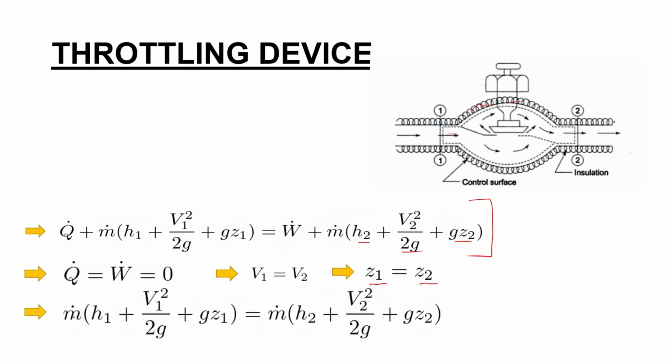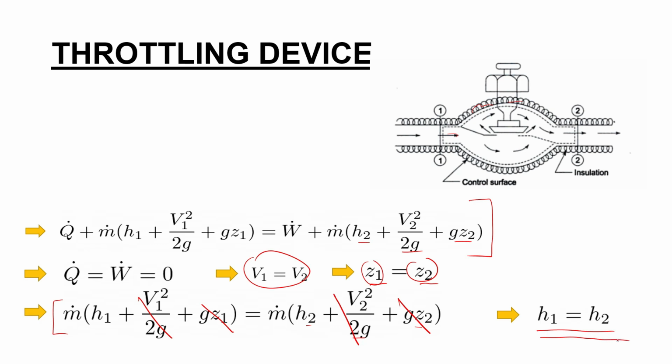So this will get reduced to m dot into h1 plus v1 square by 2g plus gz1 is equal to m dot into h2 plus v2 square by 2g plus gz2. Since v1 is equal to v2, you can cancel these two, and also z1 is equal to z2, you can cancel these two. So that means h1 is equal to h2. So for any throttling device, the enthalpy of the fluid entering is equal to the enthalpy of the fluid going out. Sometimes you may be asked to show that in a throttling device, enthalpy in is equal to enthalpy out.